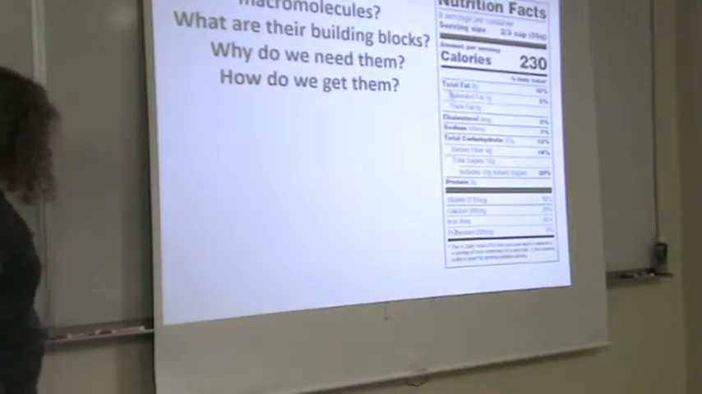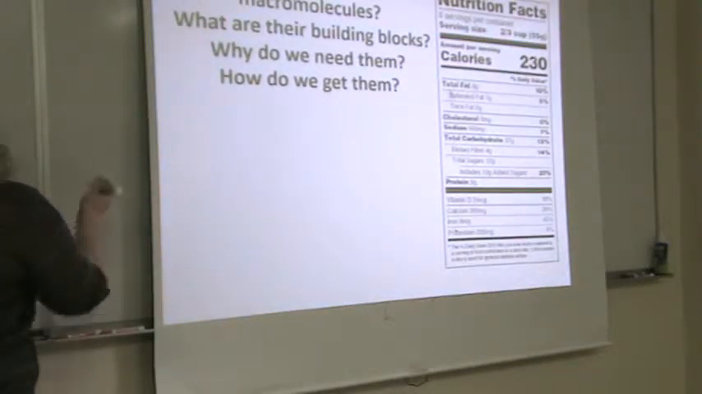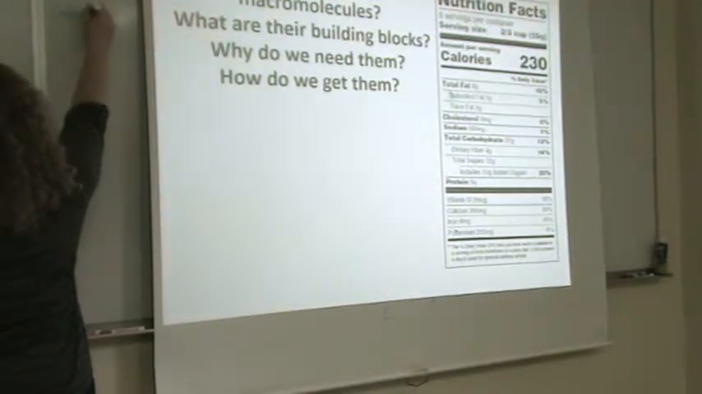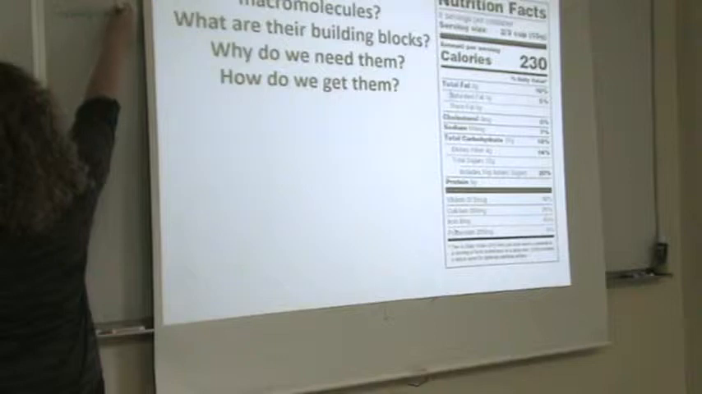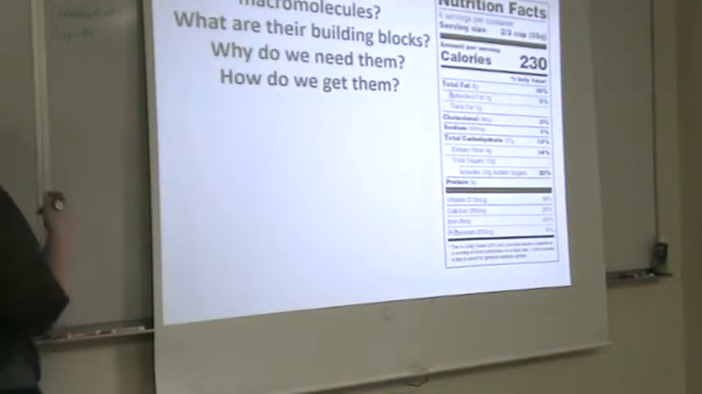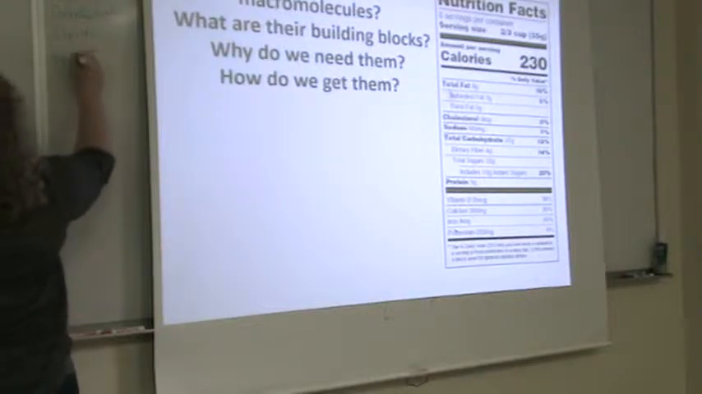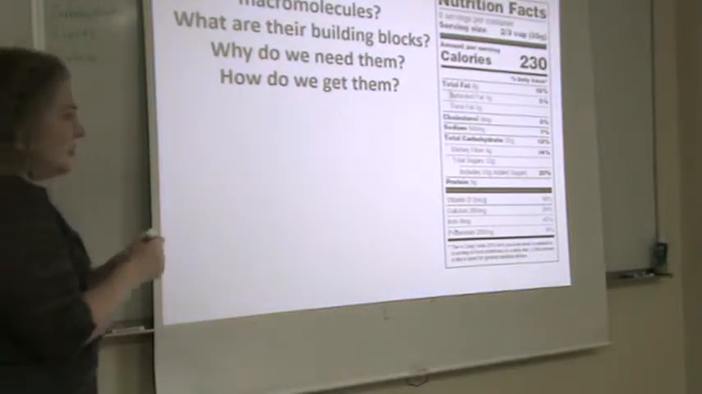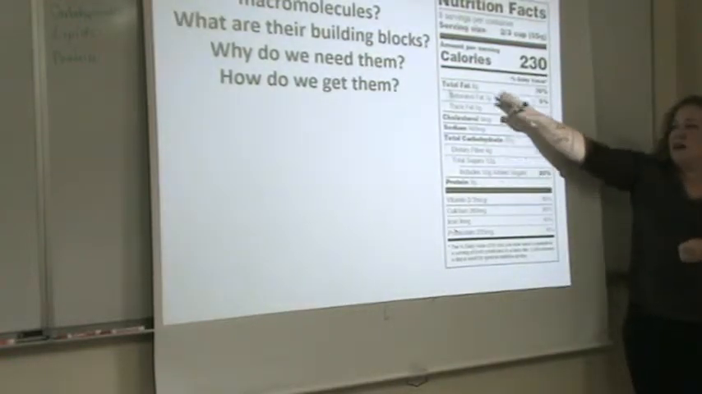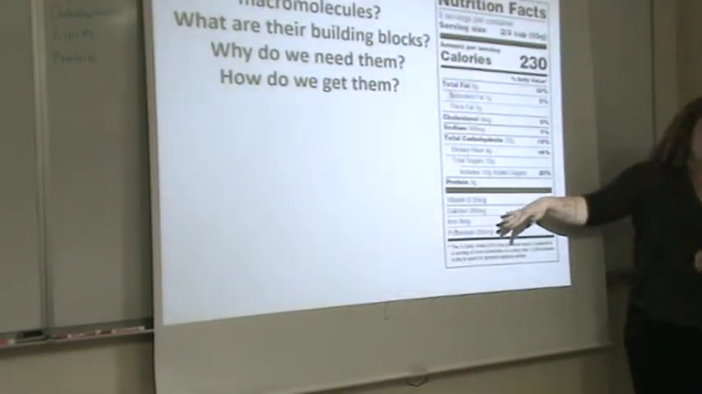So the three macromolecules, I'm going to go ahead and write them here, are carbohydrates, lipids, or fats, and proteins. And when you look on nutrition labels, they are pretty much dividing those out in this region right here.